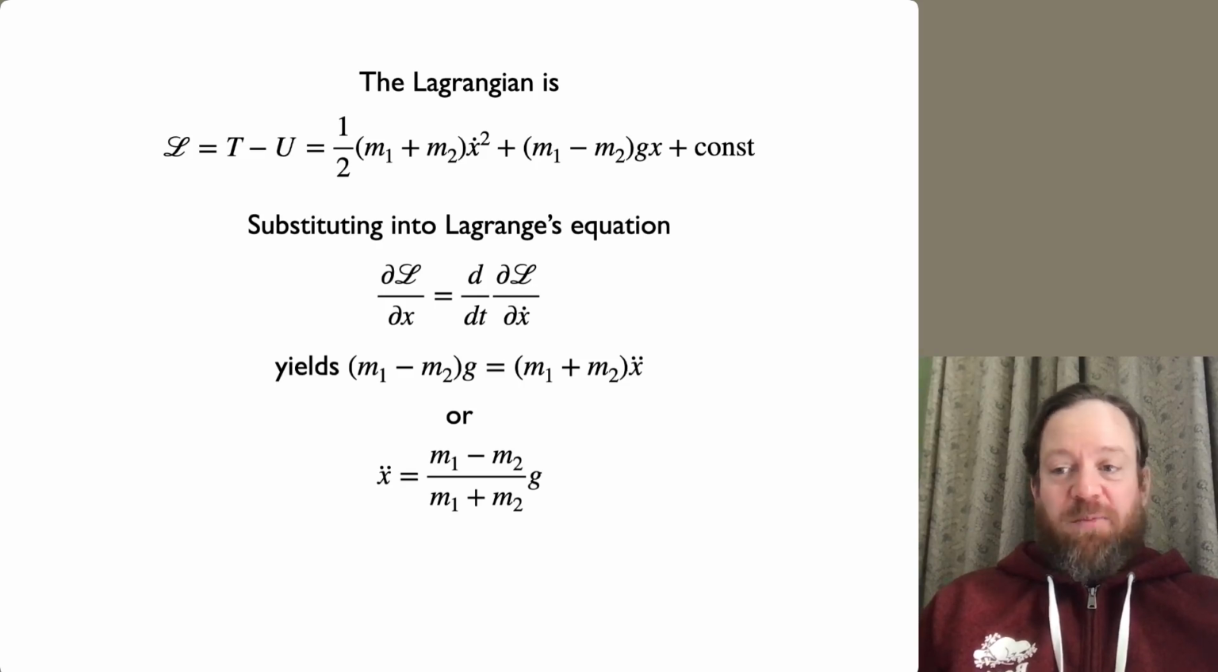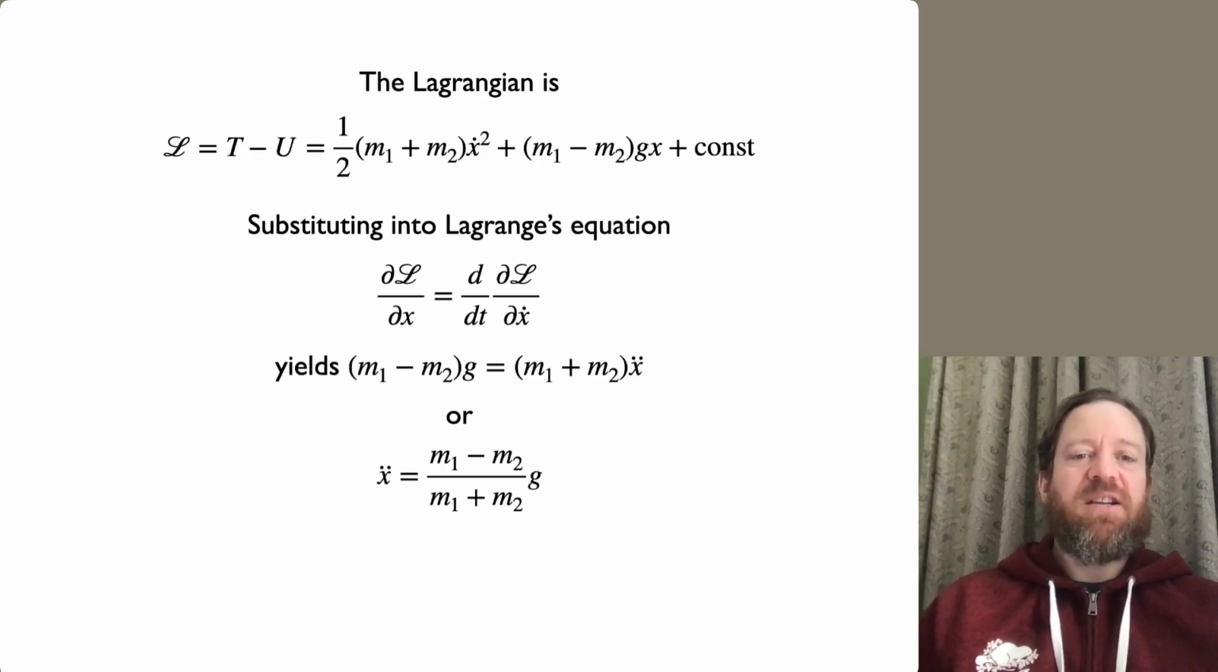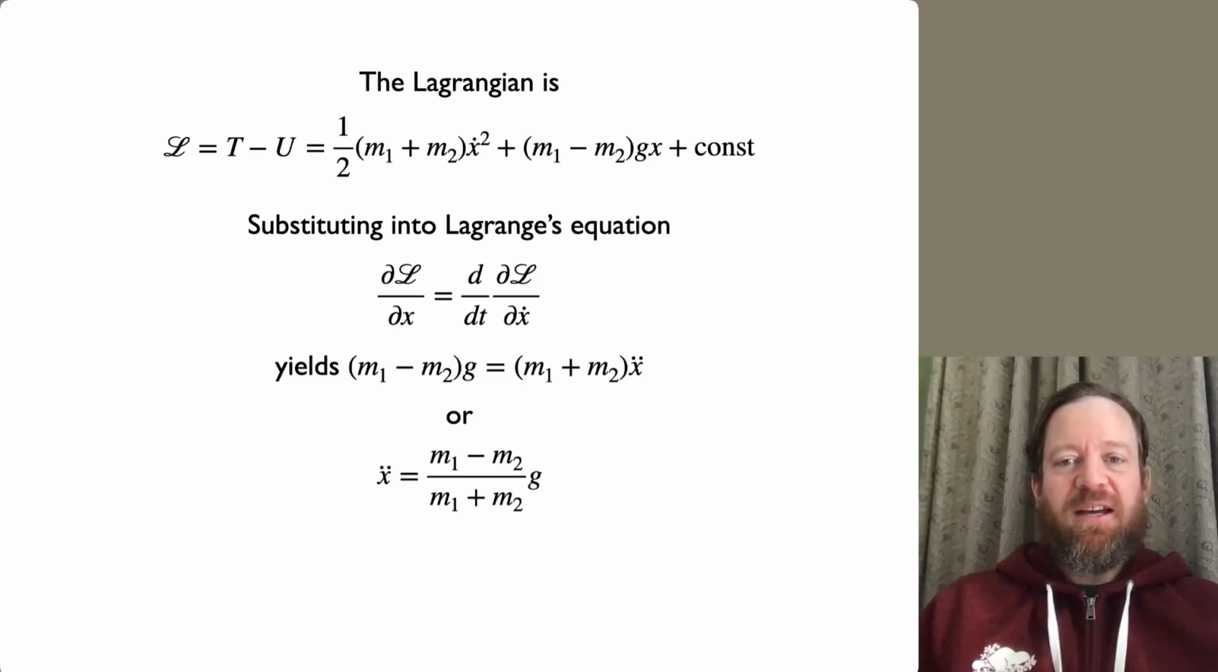So at this point, we won't go on and actually solve this. Instead, what we'll do is take a look at equations of motion, such as the one we just derived, and try to understand what they're telling us. So what we see here is that the acceleration is going to be some constant factor, (m1 minus m2) divided by (m1 plus m2), times our gravitational acceleration g.